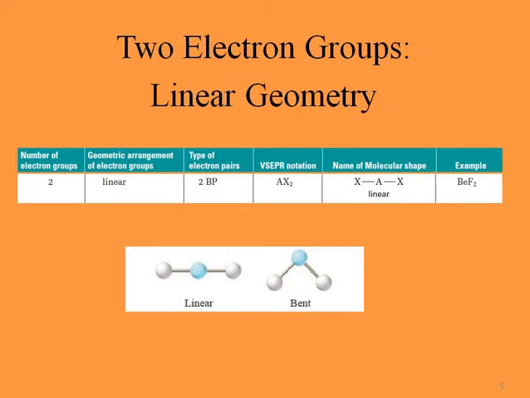So let's start from 2 to 6. The first one is 2 electron groups, and we call it linear geometry. It is usually in linear or bent form, and all of them are AX2. Some of them are linear, some of them are bent. So number of electron pairs is 2, and the type of electron pairs is 2 bonding pairs, and the VSEPR notation is AX2, and the name of the molecular shape is linear. For example, we have BeF2.